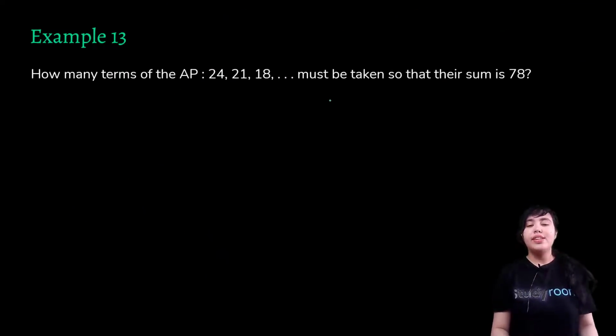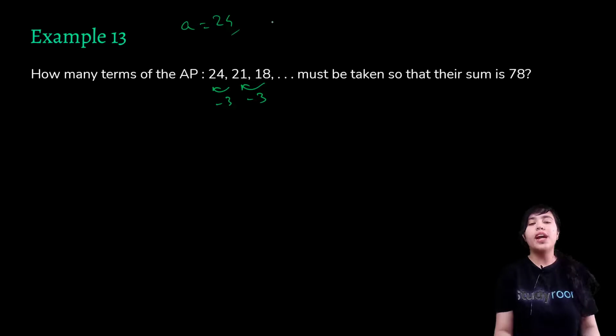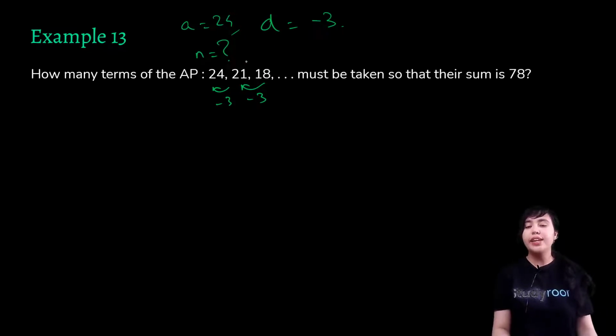Okay, so then we have example 13. Now this is an AP because the difference every time comes out to be minus 3. So here A is 24 and you tell me what is D? Minus 3. So how many terms do we have to take?